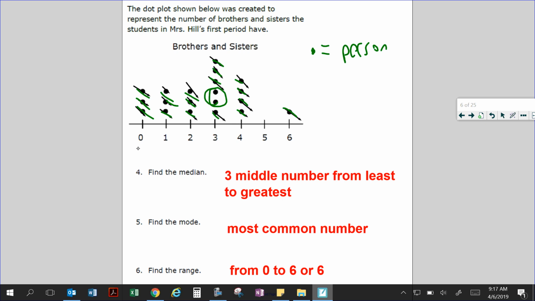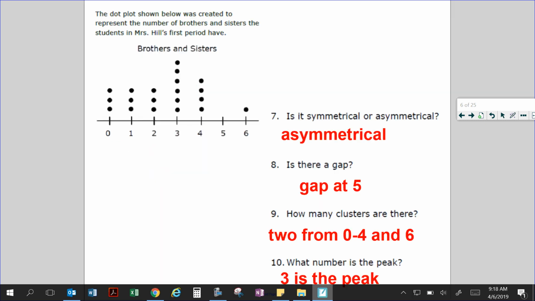Well, if you write this out, you see 0, 0, 0, 1, 1, 1, 2, 2, 2, 3, 3, 3, 3, 3, 3, 4, 4, 4, 4, 6. Which number repeated the most? 3. Do not do this. I have so many kids who do this. Oh, the mode is 0, 1, and 2. No, no, no. There are 3 zeros, 3 different 1s, and 3 different 2s. But how many 3s are there? There's 6 of them. This one repeats, most occurring. It ranges from 0 to 6, or 6 spaces away.